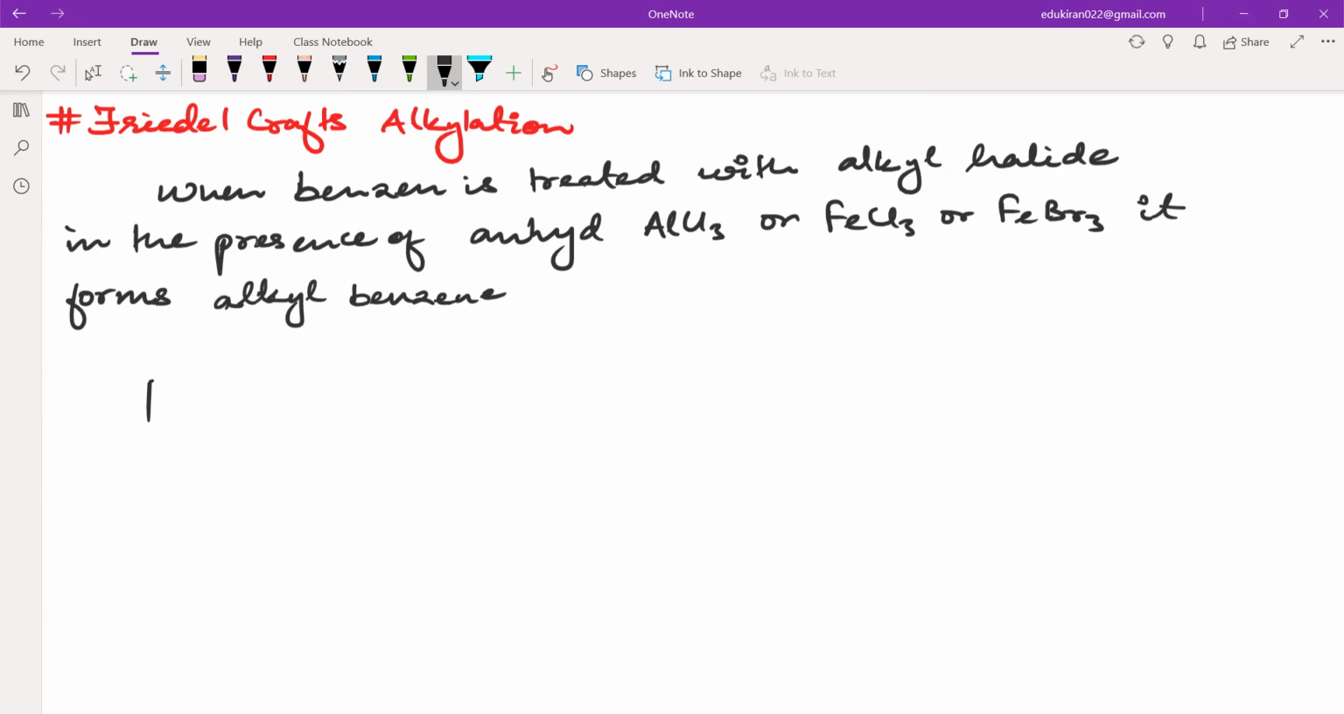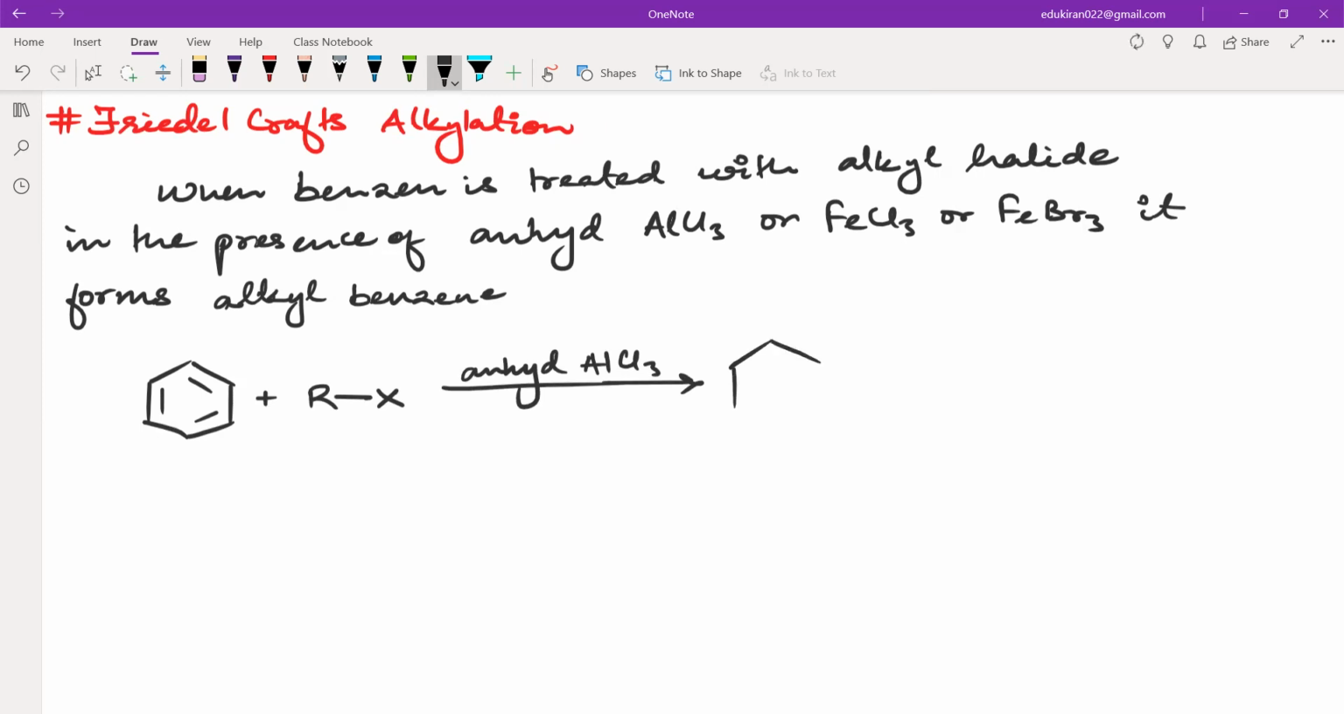So we have a benzene ring, and the reagent is RX, and this is done in the presence of anhydrous AlCl3. And what do we get here? We get an alkyl benzene. So we get an R group attached here. So what is the electrophile? What is the electrophile, guys? R plus. Very good.